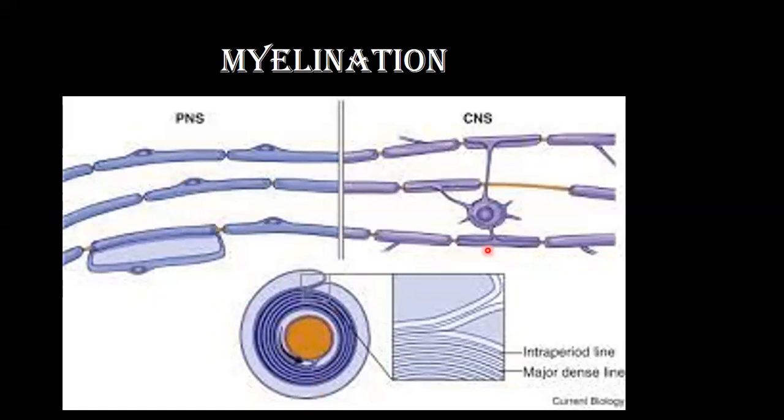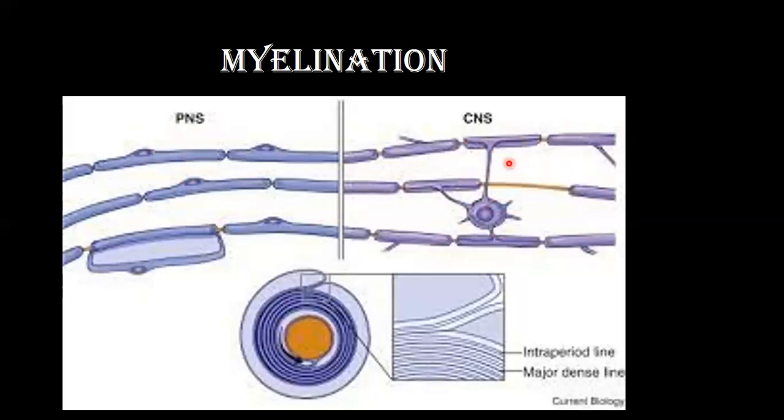Coming to the central nervous system, the oligodendrocytes take part in it. This wrapping process is similar in the central nervous system also. But the only difference between the peripheral and the central nervous system is that in the central nervous system, a single oligodendrocyte can deposit myelin around several axons. But in the peripheral nervous system, each fiber has its own Schwann cell, and in the central nervous system, only one oligodendrocyte makes myelin for all these nerve fibers.